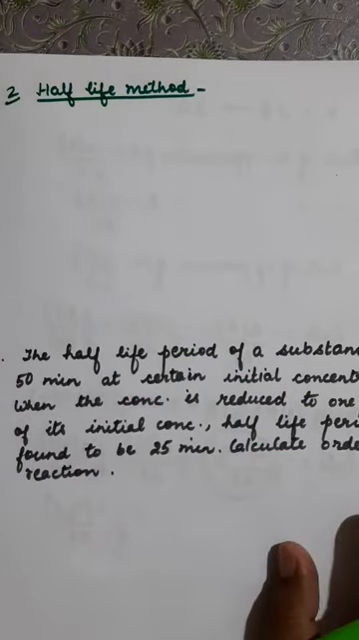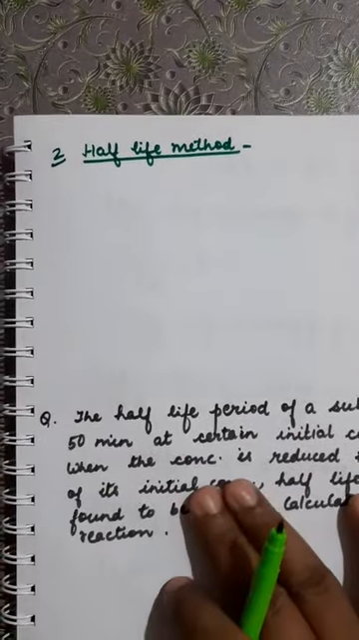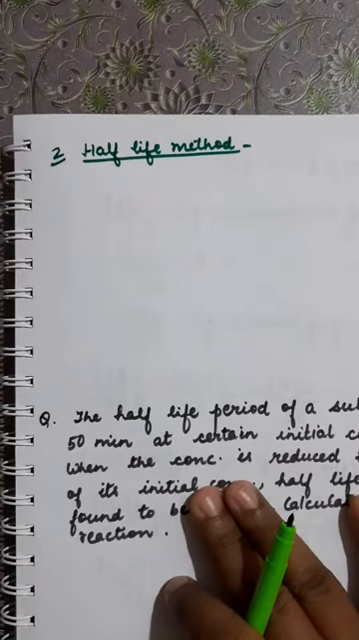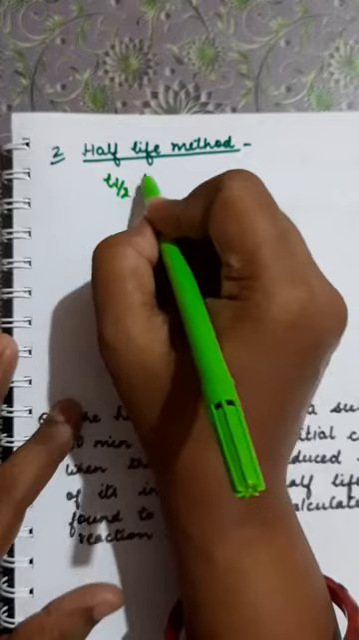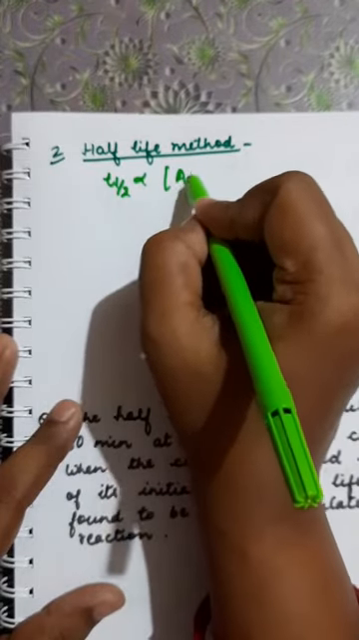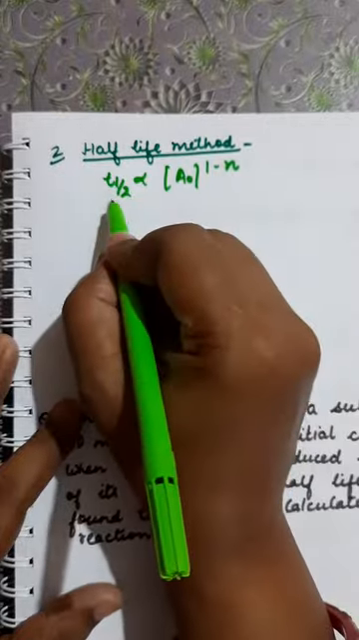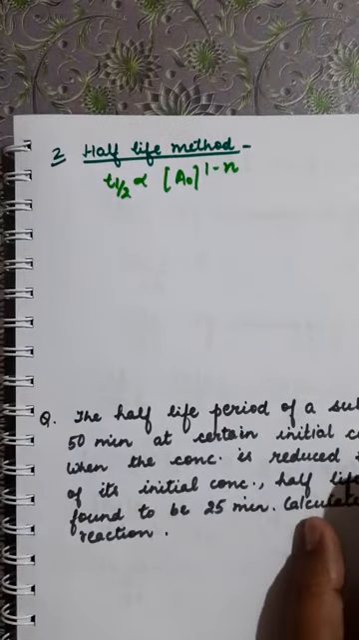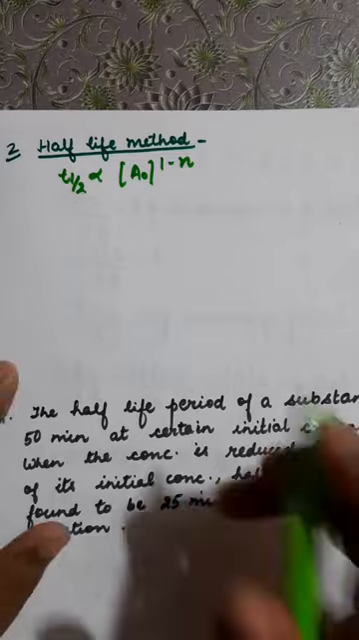Now coming to second method. Second method is half-life method. Do you know what is the relation between half-life and initial concentration of the reactant? T half is proportional to A naught, that is initial concentration, to the power 1 minus n. This is the relation between T half and initial concentration. So if for two different initial concentration, T half is given, you can find out the order of the reaction, that is n. See how?